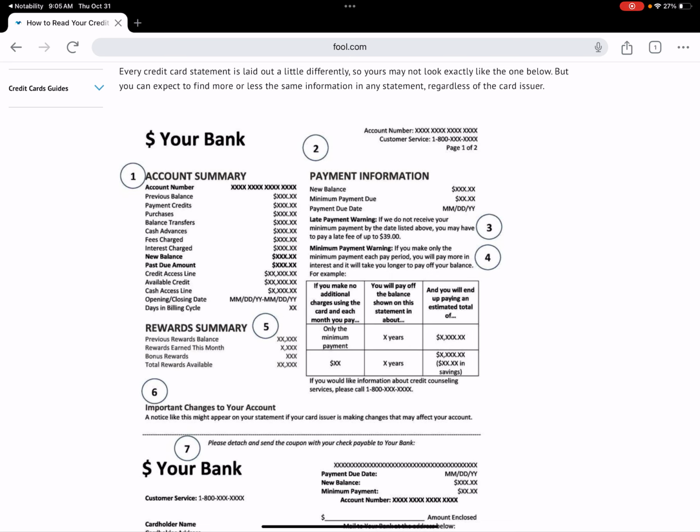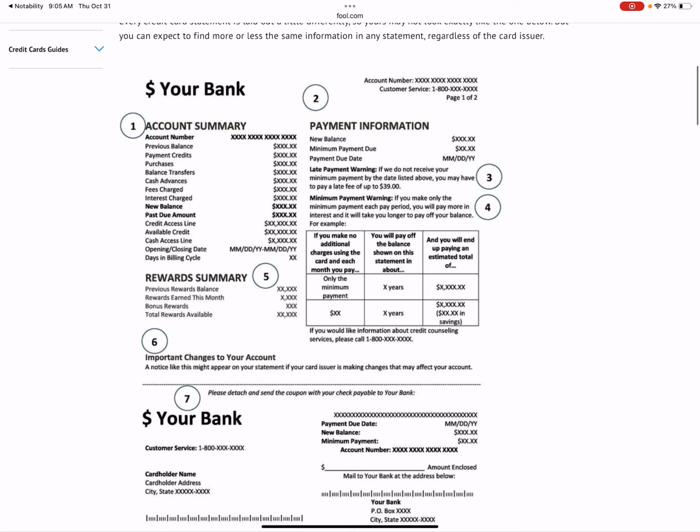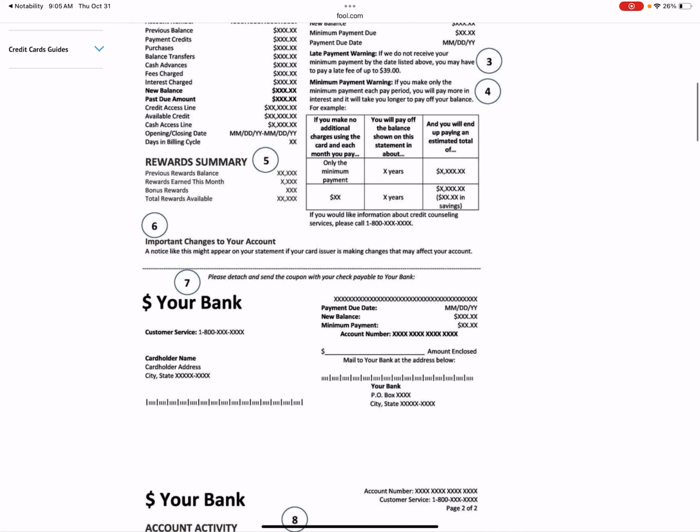At the top, our big number 2 shows that they'll put your account number and your customer service if you have any questions or need help. 3 and 4 are showing your late payments and minimum payments. So if you are making a late payment, what would happen? They include all of this in there for you, so that way you're aware of how it's going to work.